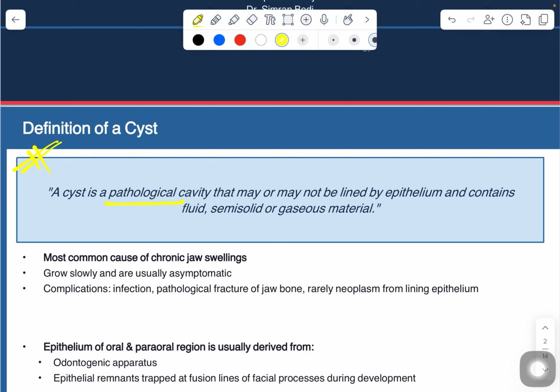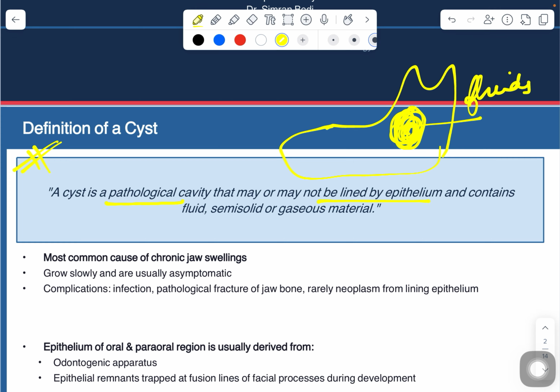Cyst is a pathological cavity that may or may not be lined by the epithelium and contains fluid, semi-solid or gaseous material. So basically this is a bone. This is the ramus of the mandible, suppose, and here there will be a cavity present. There will be no bone here. There may be the presence of fluid, semi-solid and gaseous material, and in this, epithelium may be present and epithelium might be absent. So this is the definition.